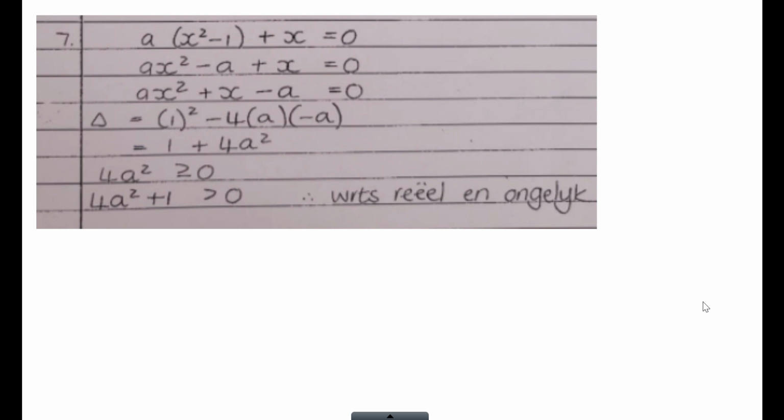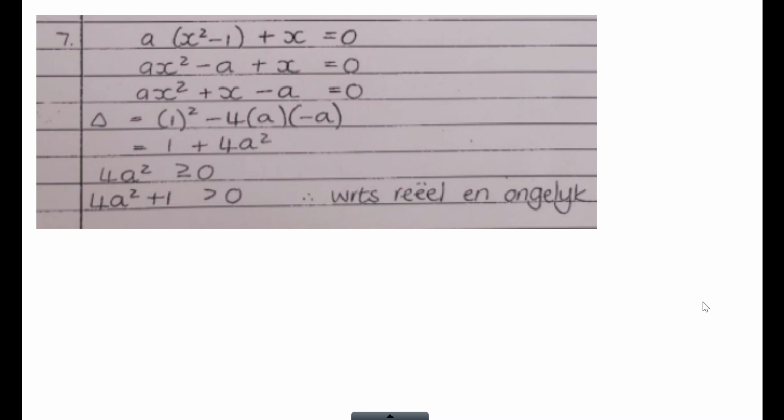Okay, number 7. Wys dat die volgende reël en ongelyke wortels het vir alle reële waardes van a. Alright, so kom ons maak gou eers daai a in. So I get ax squared minus a plus x is equal to 0. Nou, hy is net nie 100% in standaard vorm nie, nee? So ek shuffle gou my terme bietjie rond. So I'm going to say ax squared plus x minus a, want a gaan my konstante wees, nee? Ja, onthou wat ook al voor die getal of voor die onbekende staan is vas aan hom.